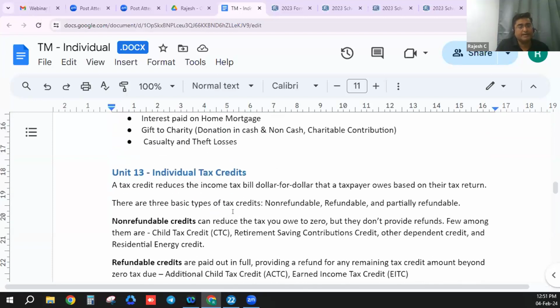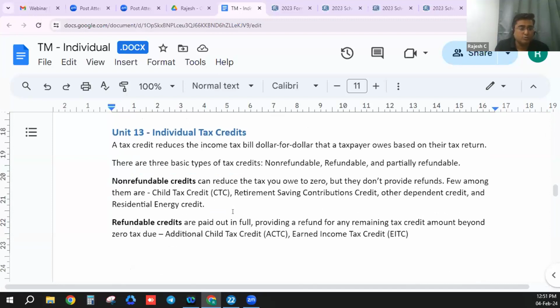Unit 13 is individual tax credits. There are two types of credits: refundable credits and non-refundable credits.